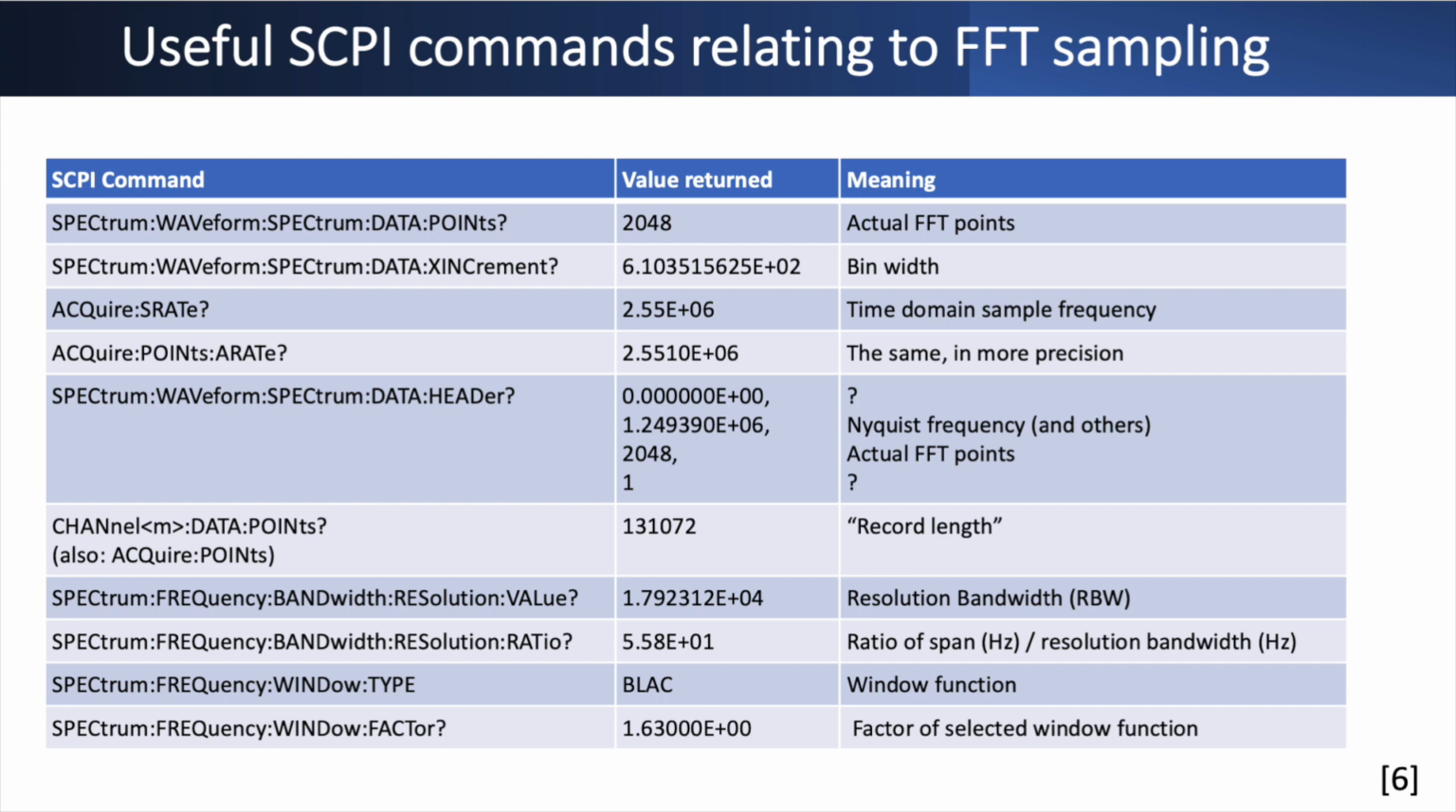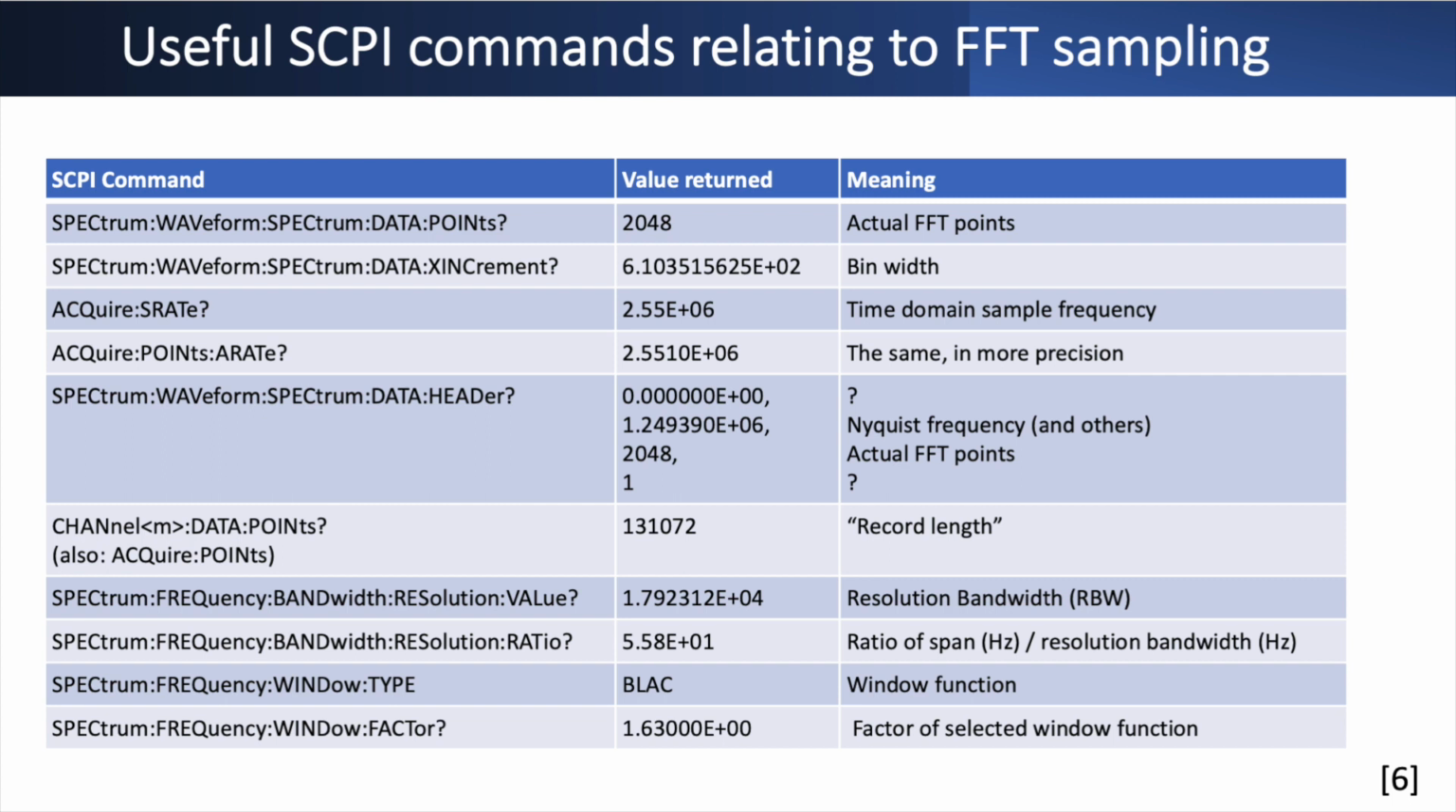Then we have a command which is a header. It delivers four values. Unfortunately, that is not very clearly documented. The second value seems to be always half of the FFT frequency, so I assume it's the Nyquist frequency, but it's not documented. Another value is the number of FFT points, as we saw before. Then there are two values, one typically 0 and the other typically 1 when I read it out. I have no idea what they mean.